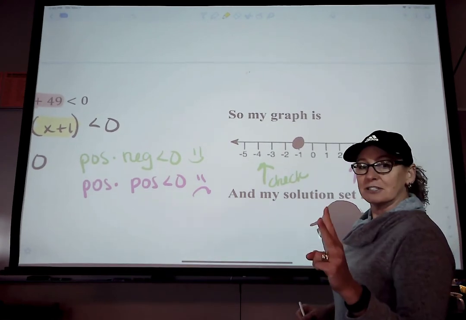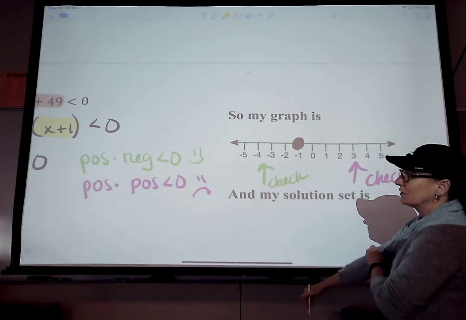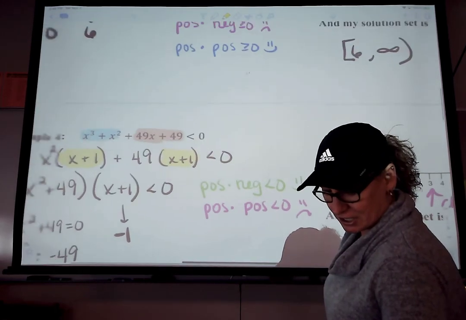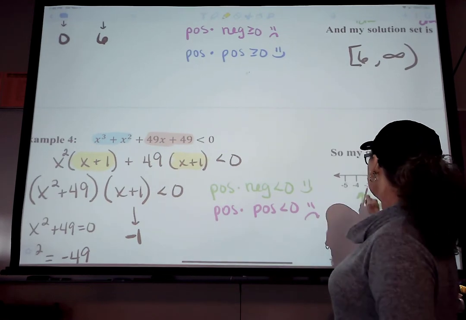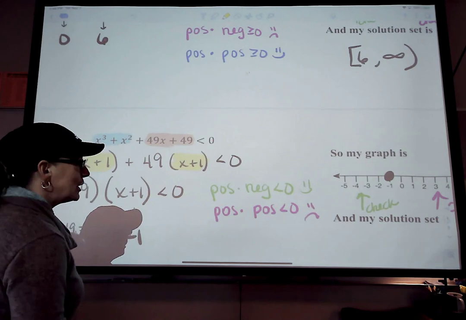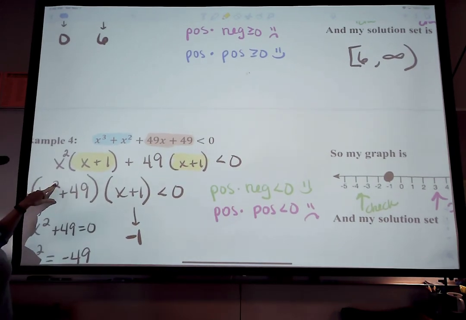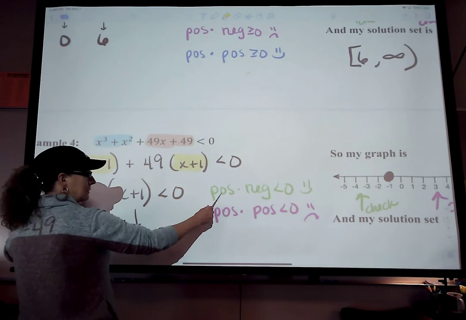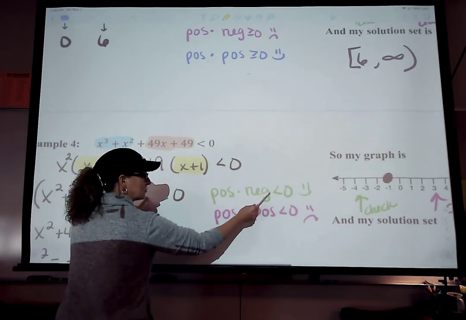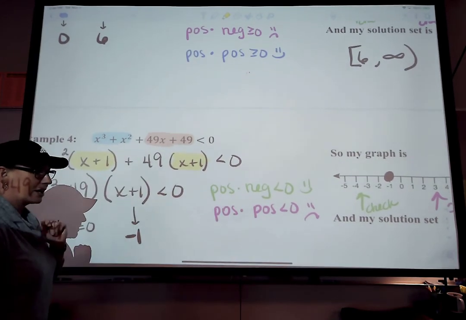Now I only have 2 regions to check. The left side of negative 1 and the right side of negative 1. So let's check the left side. Let's check the green region. Ready? And again, I like to choose kind of absurd negative numbers. So if I choose negative 100, squared plus 49 gets me a positive. Negative 100 plus 1 gets me a negative. Is that true? It is. So I want to color the green region.